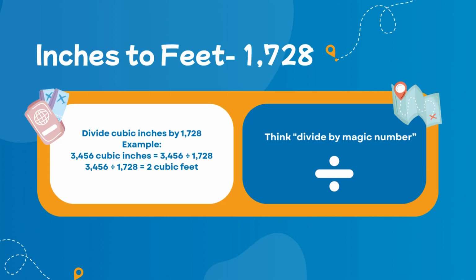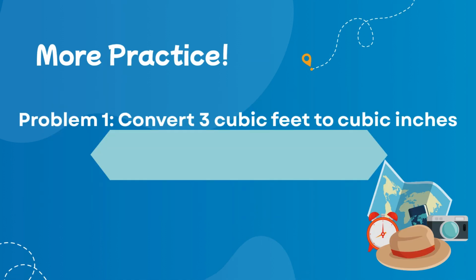When we're going from inches to feet, we'll do the opposite, which is dividing by our magic number. So if we had 3,456 cubic inches and we divided that by our magic number, we would get 2 cubic feet.